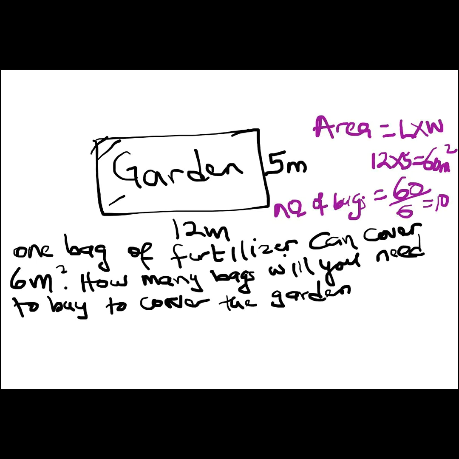Have you finished copying? Who else is still copying? Don't understand? So how did you get that? So 12 times 5. This is 12, sorry, and this is 5. So you do 12 times 5. When I multiplied 12 and 5, I got 60. That's the area of the garden, the total area. Then if you want to find how many bags you can fit into that garden, it's going to be 60 divided by the area of the bag, which is 6. So I got 10.